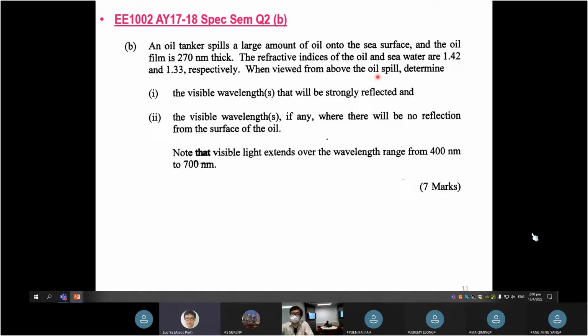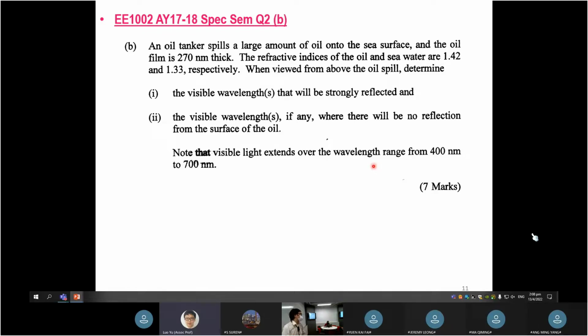Then, viewing from above the oil, I want you to comment on whether there is any visible wavelength that will be strongly reflected, or any visible wavelength with low reflection. What I mean by visible wavelength is 400 to 700 nanometers.